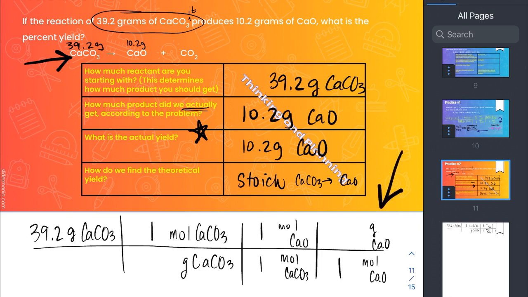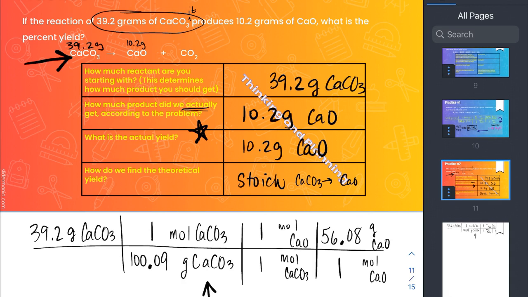I'm going to do my CaO up here in the top right corner first. Calcium is 40.08 plus oxygen is 16. That is going to be 56.08 grams. And CaCO3 down here is going to be 40.08 plus 12.01 plus 3 times 16 for oxygen, 100.09.